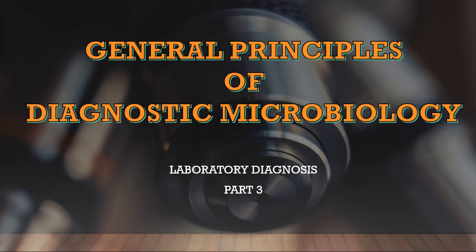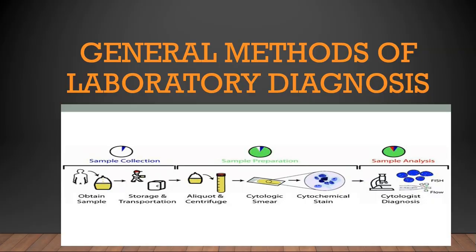Hi everyone. In part 1 and 2 of General Principles of Diagnostic Microbiology, we went through the principles of specimen collection, handling and transport in part 1, and then the types of specimens and the collection methods of specimens in part 2. Now in part 3, we are going to discuss general methods of laboratory diagnosis.